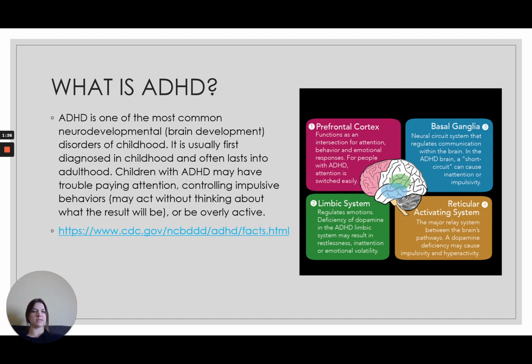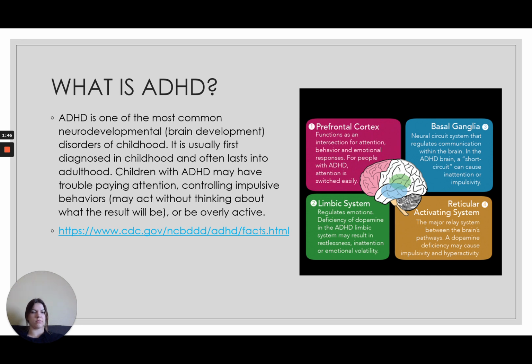Next is the limbic system. This is the part of the brain that regulates emotions. And whenever you have ADHD, you have a deficiency of dopamine, which is a neurotransmitter in the brain. And whenever you have this deficiency of dopamine, it usually results in restlessness, inattention, and emotional instability.